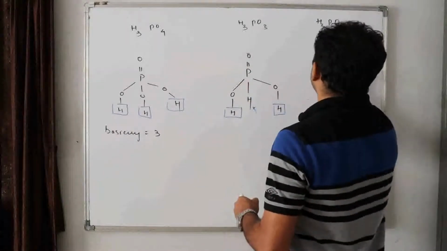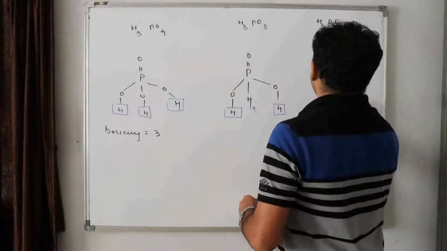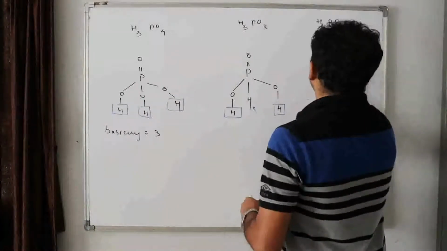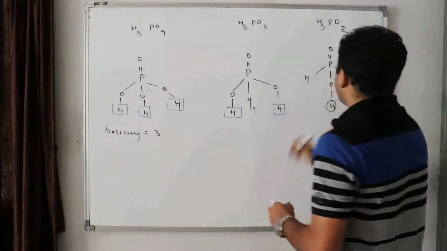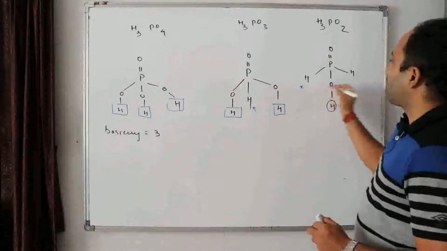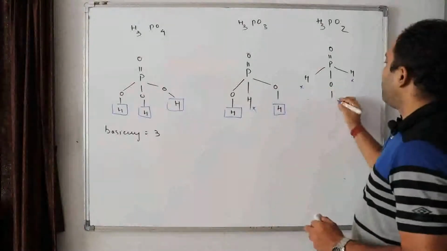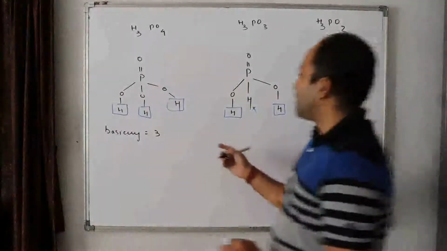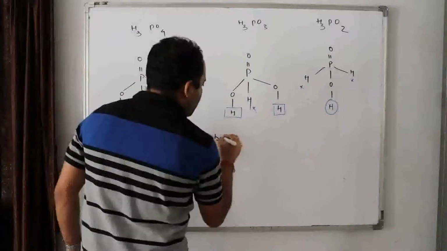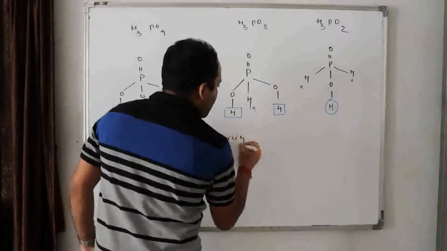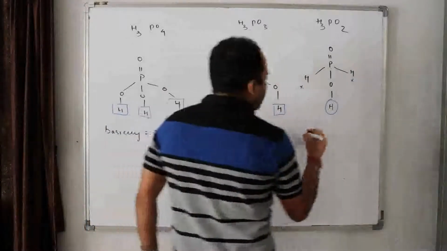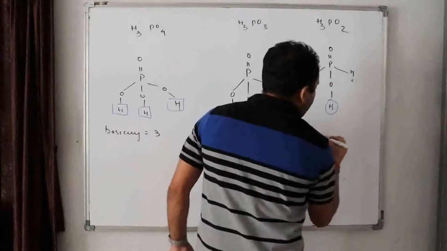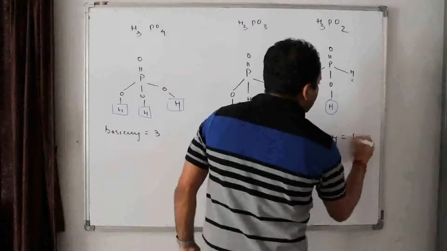See about the structures. P, O, H, H, H. Now, this is a replaceable hydrogen. These 2 hydrogens are not replaceable. This is the only hydrogen that is replaceable. Clear? Now, in this case, basicity is equal to 3, and in this case, basicity is equal to 1.